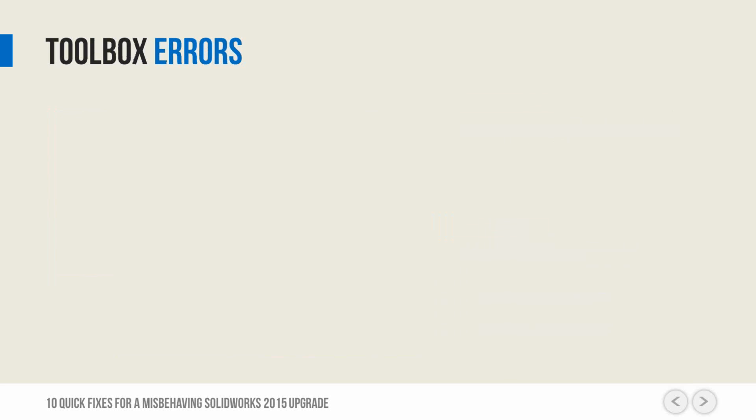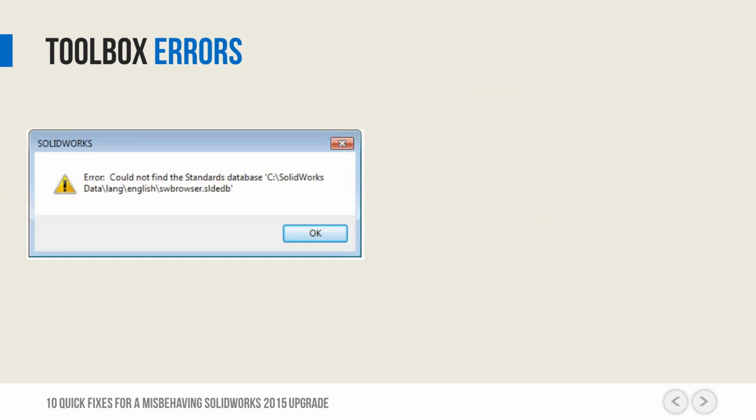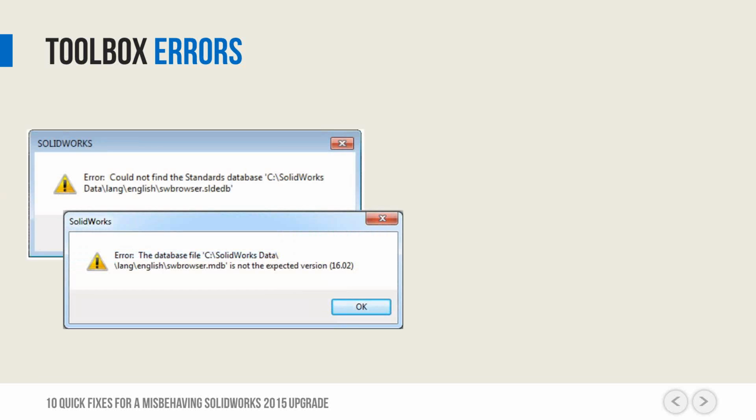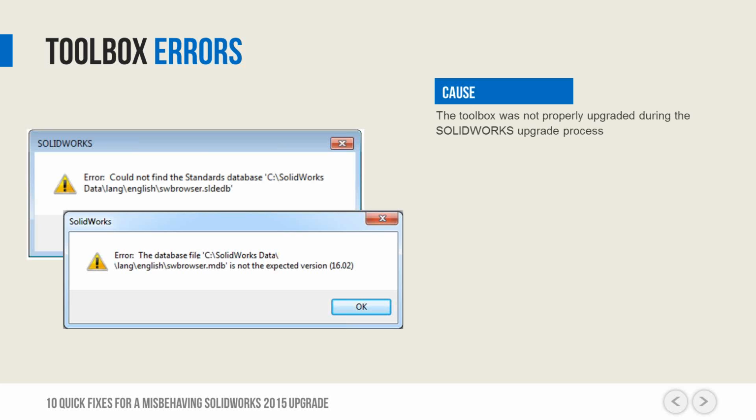All right. Following up with this are some toolbox errors. We'll see some issues with toolbox after we get done with an upgrade, where it'll say you can't find the standards database or the database file is not the expected version. There are a variety of these types of errors, and this points us to the fact that during the upgrade process, the toolbox wasn't upgraded fully, or maybe it was interrupted, or the toolbox wasn't checked to be installed or upgraded at all.